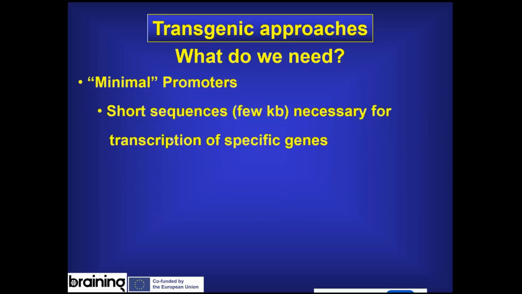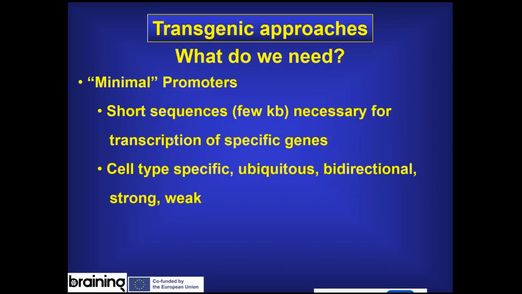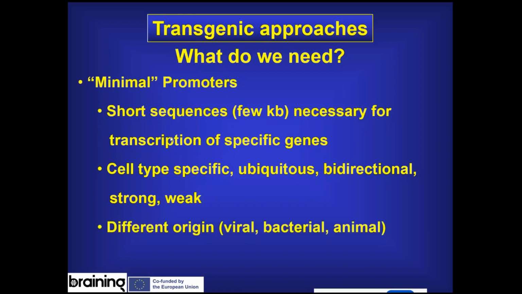The minimal promoter is a short sequence, just under 10 kilobases of DNA, that is necessary for transcription of specific genes. It can be cell type specific. It can be ubiquitous, which means that it's expressed in every cell of the body. It can be bidirectional, because now there are synthetic promoters that can express two genes from the same construct. It can be strong, and normally these are viral promoters. It can be weak, according to what we want to do. And as I said, it can be of different origin. Normal constitutive strong promoters are viral. Cell type specific promoters are mostly animal.